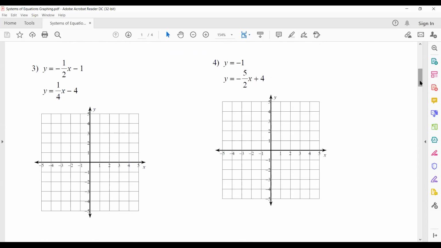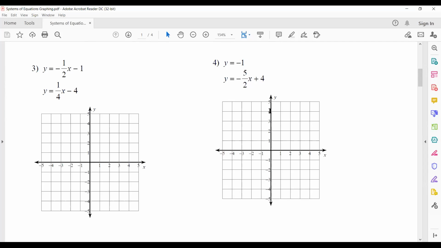Same with the next 2, 3 and 4. Don't see any that have the same slope. Even the ones in number 4 that have a bunch of negatives in them, well, okay. For this first part of number 4, y equals -1 just goes straight across here at -1. That's a horizontal line, one of those special case lines.